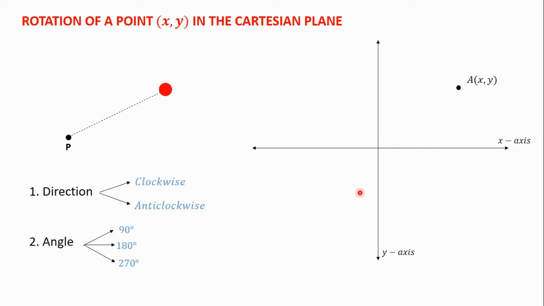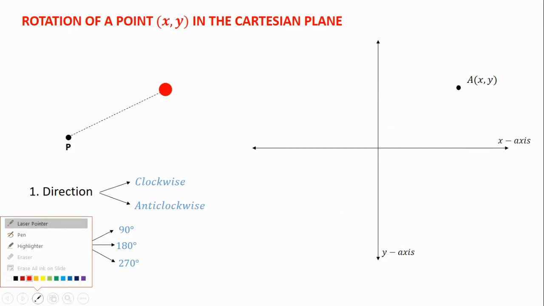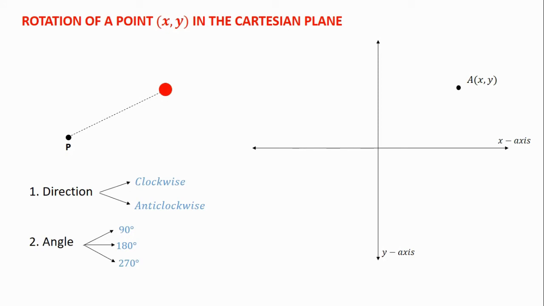In the videos on bearings and vectors, we learned that from this line to this line, the angle between them is 90 degrees. So the angle between these two lines is 90 degrees. The angle between these two lines is 90 degrees. And the angle between these two lines is 90 degrees. So from here to here is 90 degrees. From here to here is 90 degrees. And from here to here is 90 degrees.